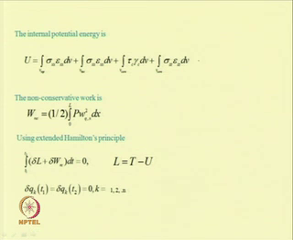Similarly, the internal potential energy of the system can be written using stress and strain. For the top layer it is equal to sigma_xx into epsilon_xx into dV. So, this is strain energy into dV, and that will give you the potential energy or internal energy for the top layer.